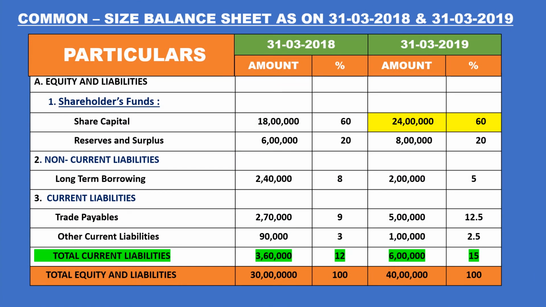As you can see for the year 2019, this is also highlighted in the yellow color, that is the share capital is 24 lakhs and the percentage we got is 60 percentage out of 100. The share capital for 2019 is also 60 percentage. I hope this is the complete equity and liabilities format. I hope this is understood. Next, we'll go on to the assets part.